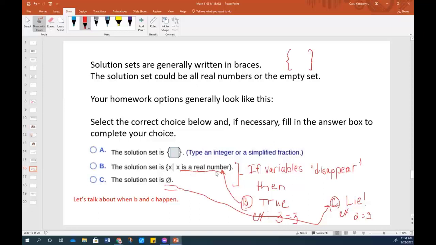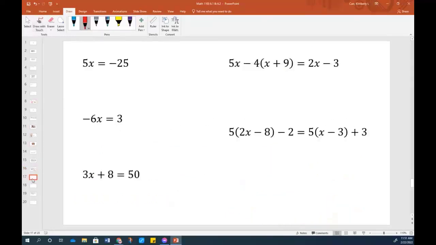X is a real number. It means any real number works. If you are working a problem and your letters go away, if you're left with something that is impossible for it to be true, then choose the empty set. There is absolutely not a single X that makes this work.